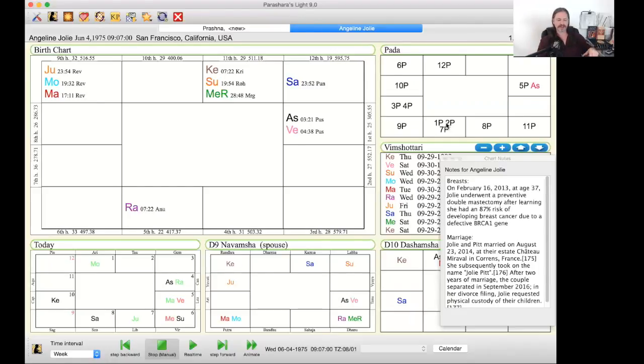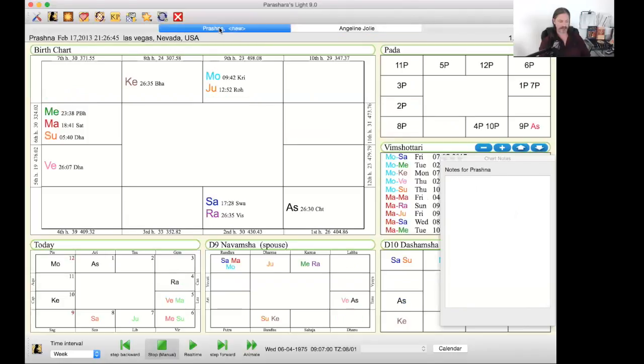All right, so let's take a look at a couple events. I have some notes here, as you see. One says breasts, and the other says marriage. And so we can see, it says that on February 16th, 2013, at age 37, Jolie underwent preventive double mastectomy after learning she had 87% risk of developing breast cancer due to carrying the defective BRCA1 gene. So, of course, this is a pretty well-known procedure and a pretty well-known thing that happened in her life.